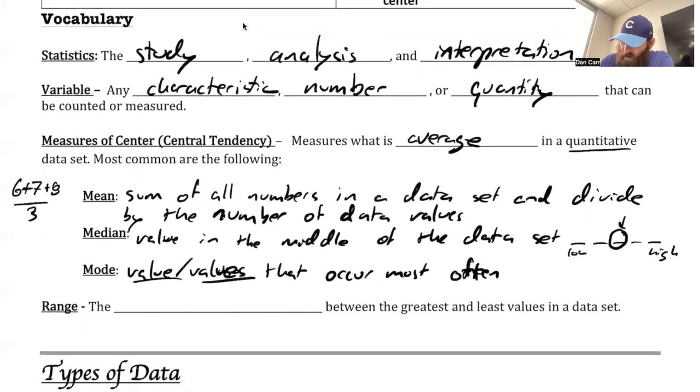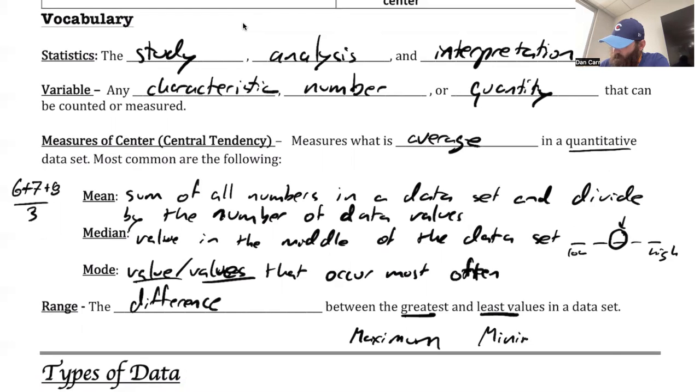Range. This is representing the difference between the greatest and least values in the data set. So those have their own names. The greatest value is the maximum. The least value is the minimum. So we want to find the range of our data set. We're going to subtract the two. So you always take maximum minus minimum, which will give you your range.